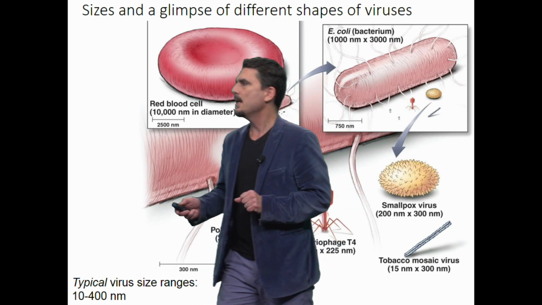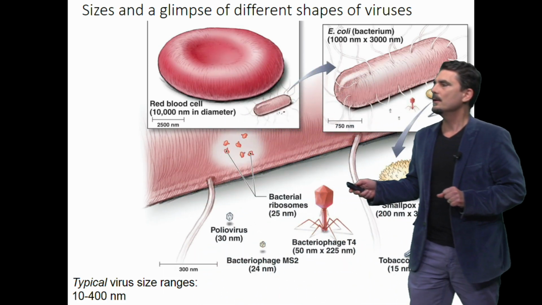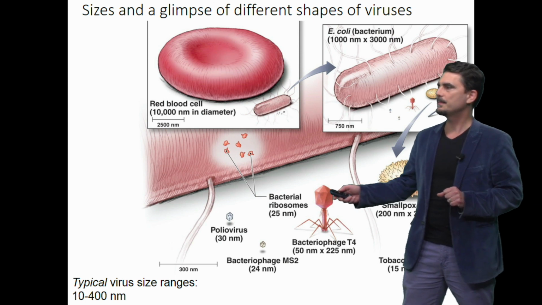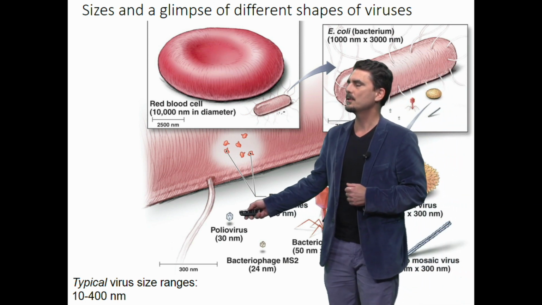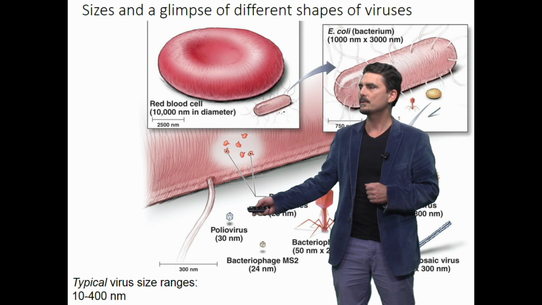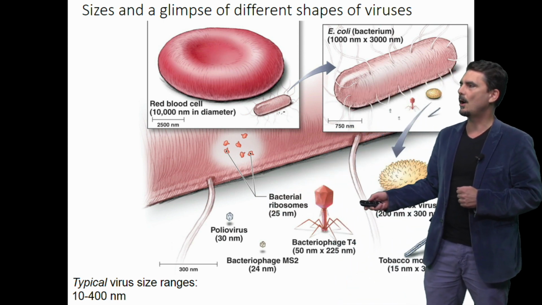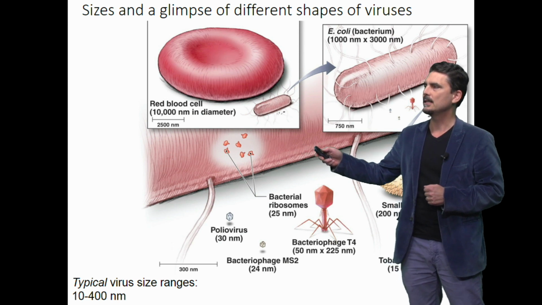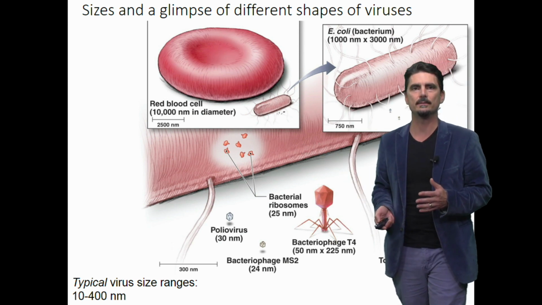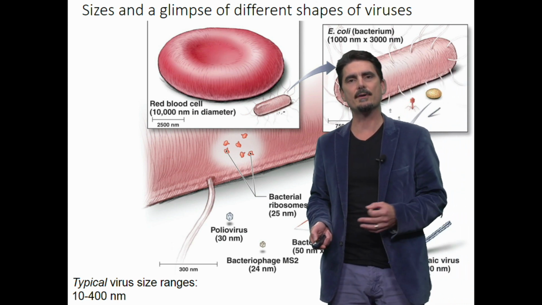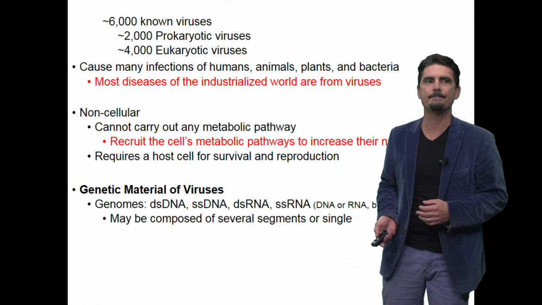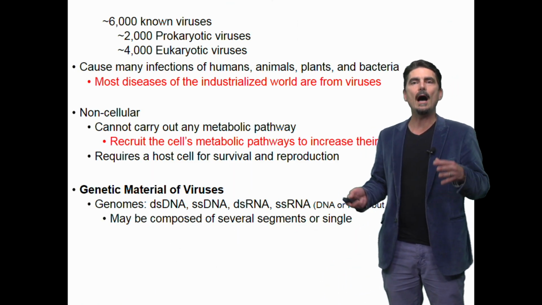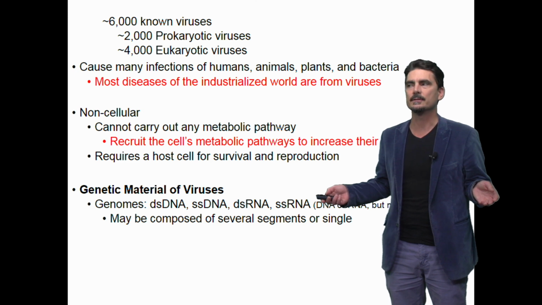And so we know that viruses are small, right? In this case, poliovirus, we're looking at 30 nanometers, which is much smaller, for example, than this E. coli right here, which is much smaller than a eukaryotic cell. So we know viruses are the smallest. There are thousands of known viruses.